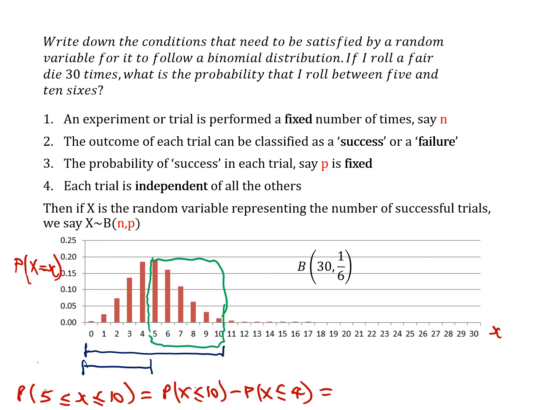When you do the calculations, the first calculation is 0.99325. The second is 0.42434. So the final answer is 0.5689 using 4 significant figures. Hopefully you got the same answer. If you did, well done. And we'll move on to the next question.